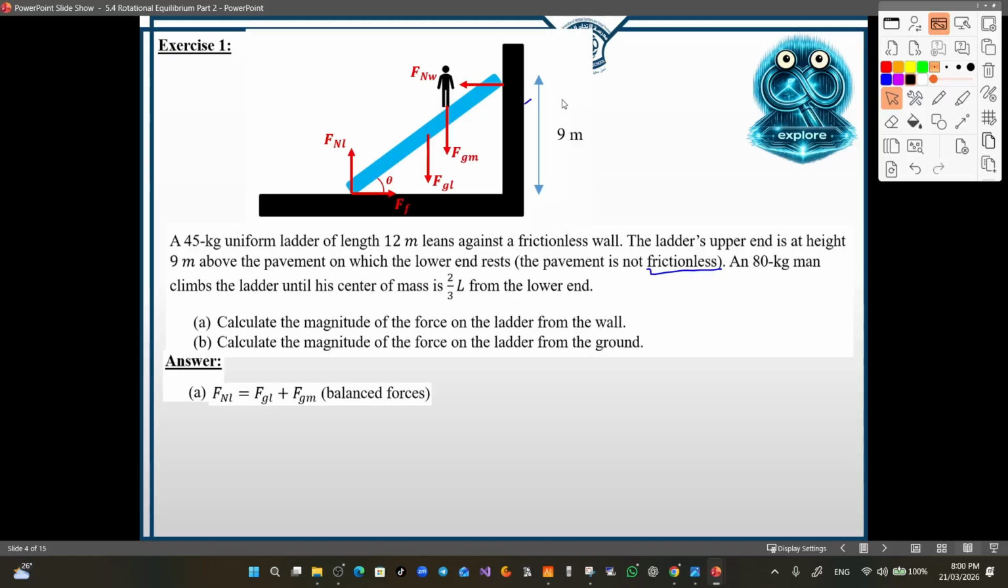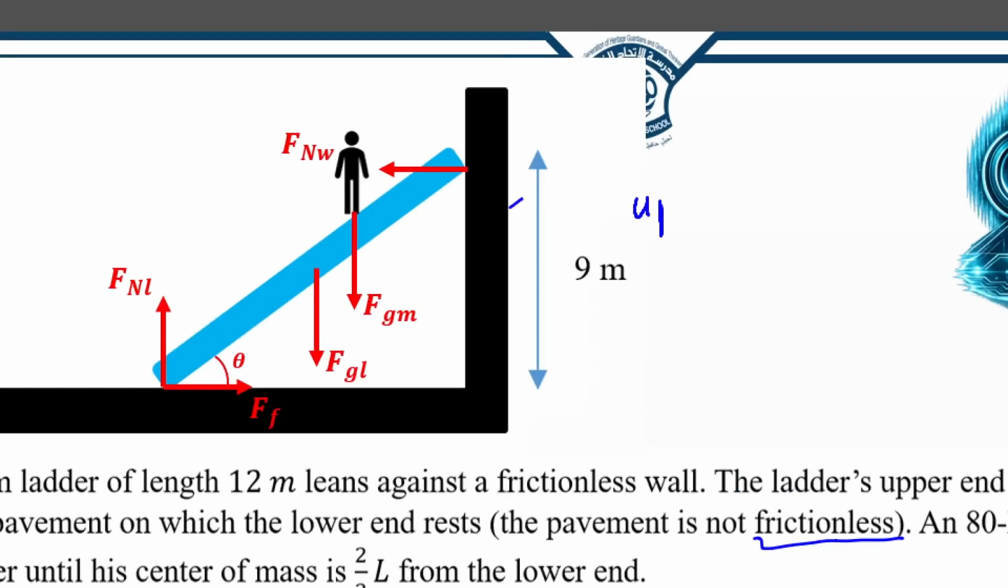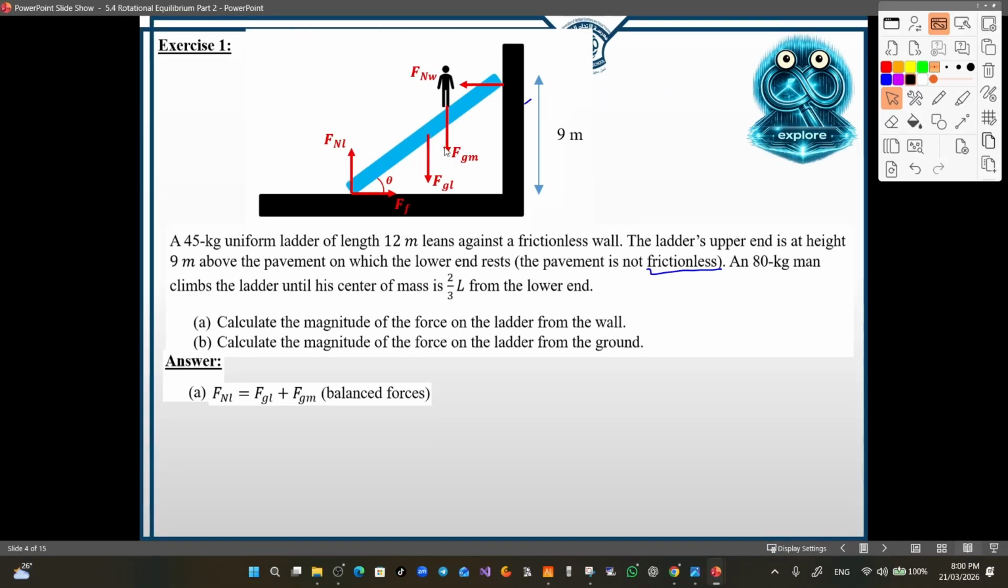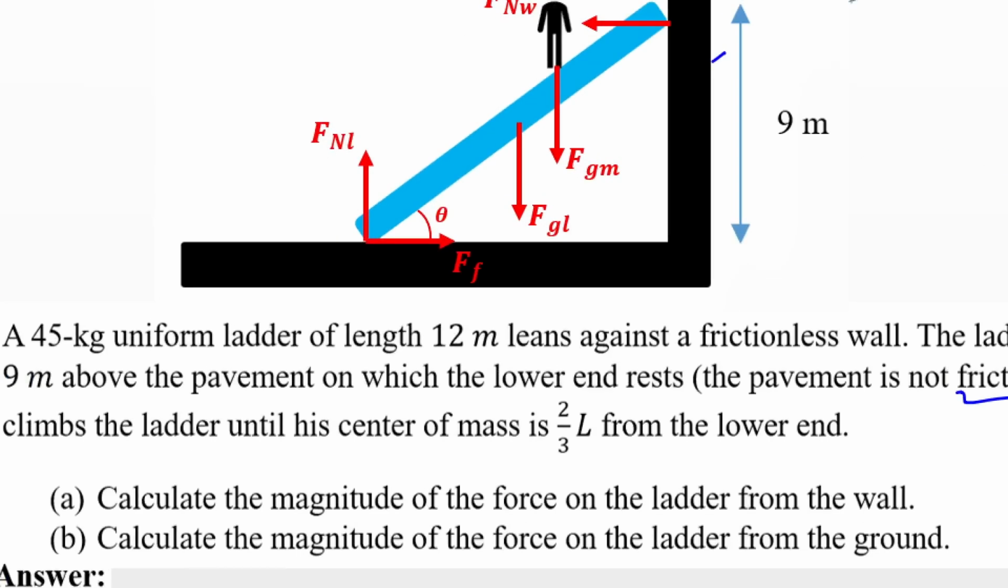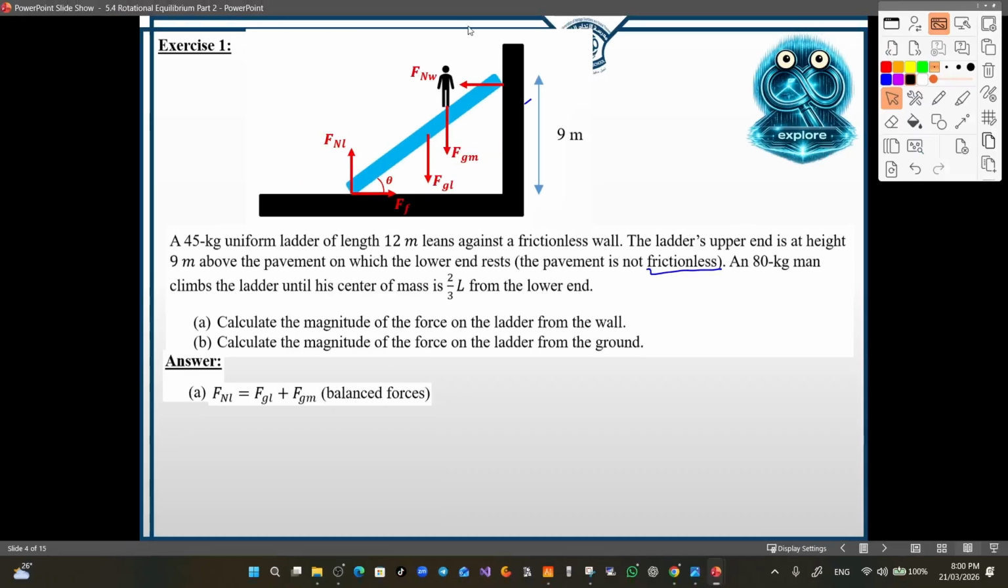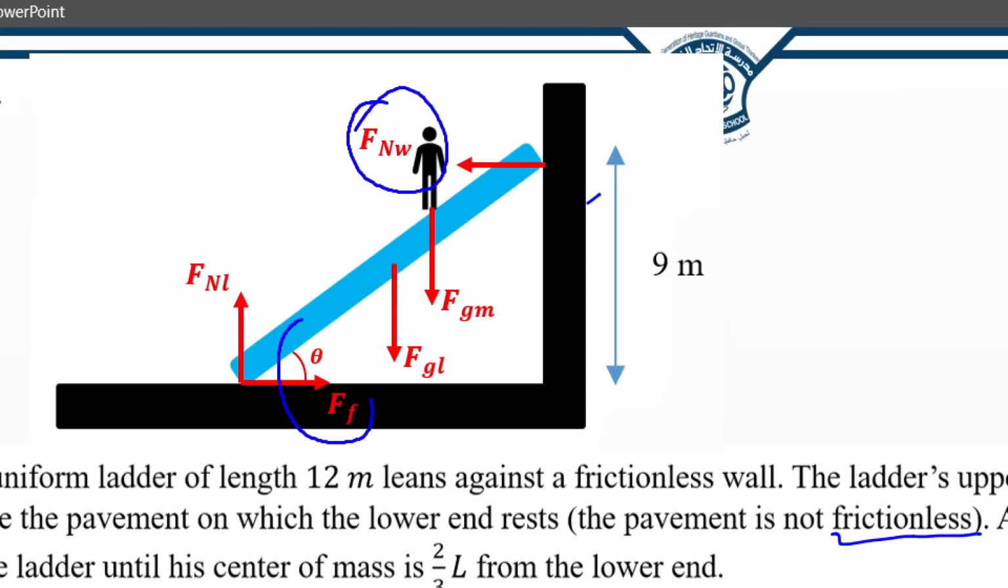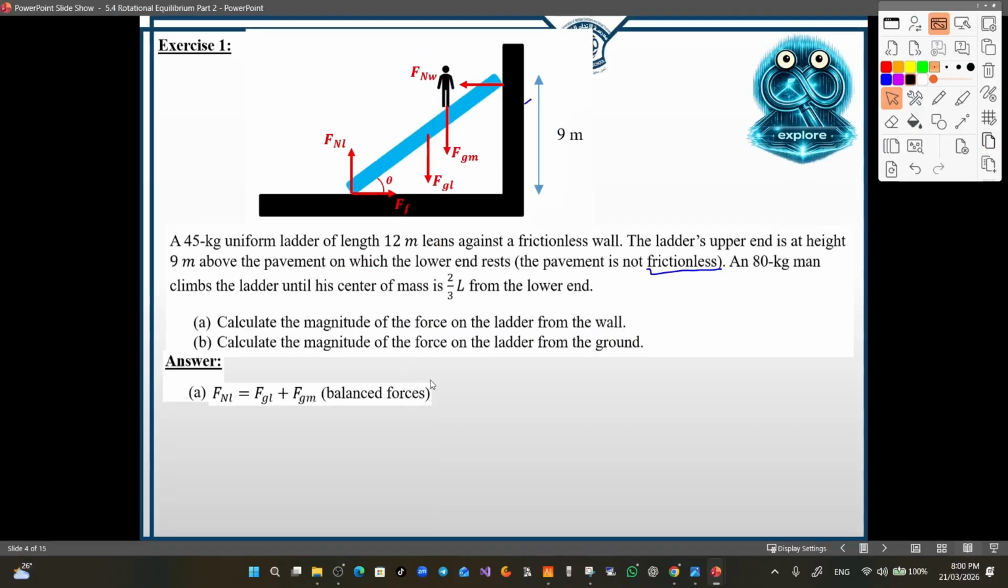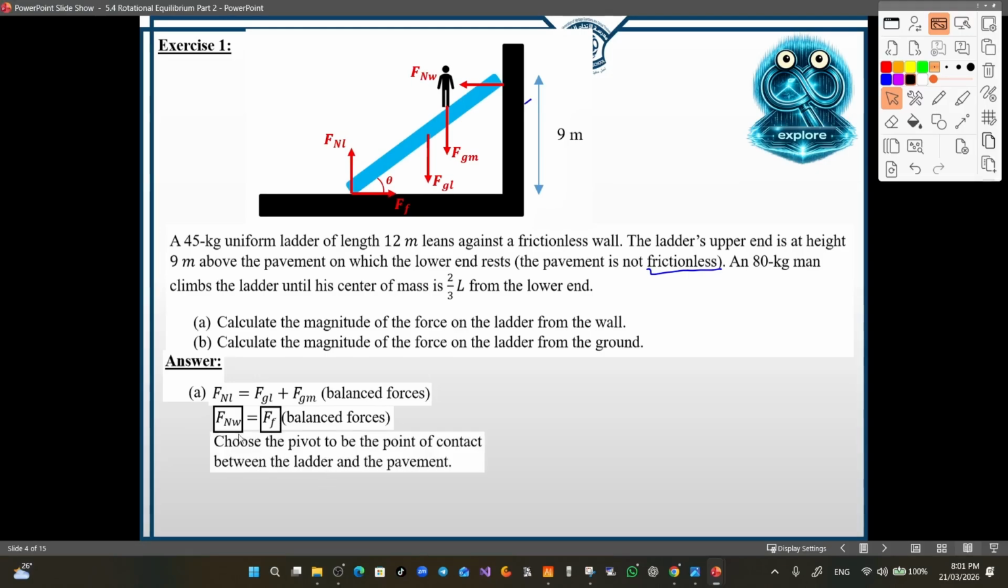Now let's apply the translational equilibrium. In translational equilibrium, we simply can say up equals down and left equals right. Now, how many forces are acting up and down? They must be equal. We have only 3 forces acting vertically, so the FNL is equal in magnitude to the FGL plus FGM. Now, the other 2 forces, the FNW and FF, are acting horizontally in opposite directions, and they must be equal because the system is under translational equilibrium. Here, pay attention: the FNW is equal to the frictional force, because we will need this later.